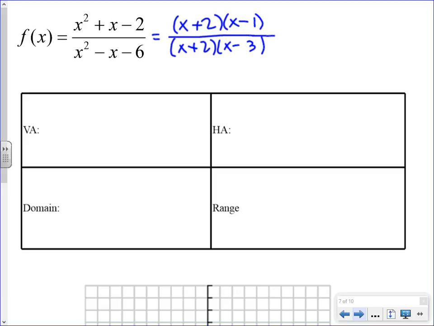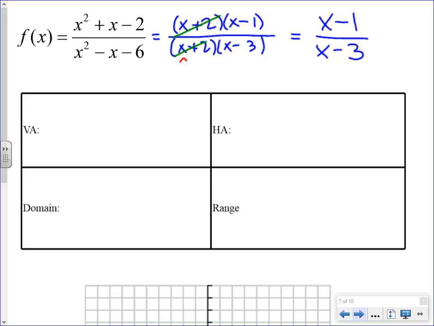We can. We can simplify by crossing out the x plus 2 factors, which means we have x minus 1 over x minus 3. That's the graph we're going to see. However, since we crossed out the x plus 2 factors, -2 still makes our denominator 0, which is not okay. But since the factors crossed out, we don't have a vertical asymptote there.